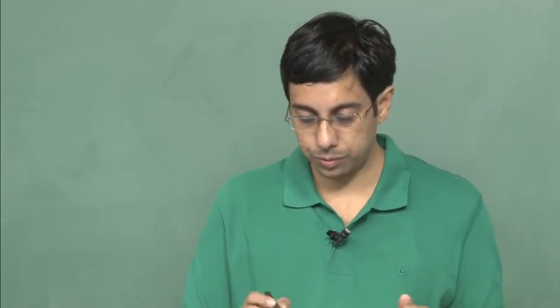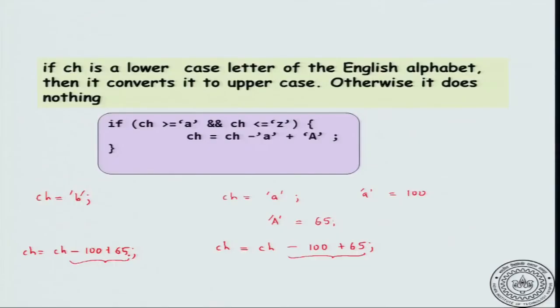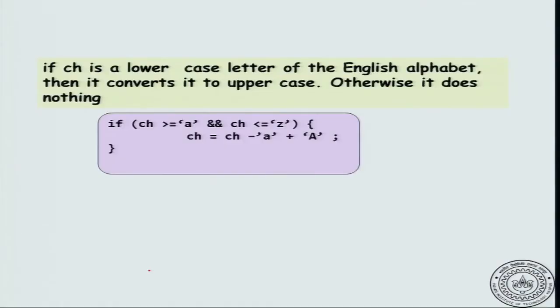Okay. So, if you think for a minute, you will see that what this code does is take the ASCII code corresponding to the small letter and add a constant difference. What is that difference? That difference is what will take you to the corresponding capital letter. So, in short, what this does is to convert the given character in lowercase letter to an uppercase letter. So, if it is a lowercase letter, it will convert it into an uppercase letter, otherwise it does nothing.